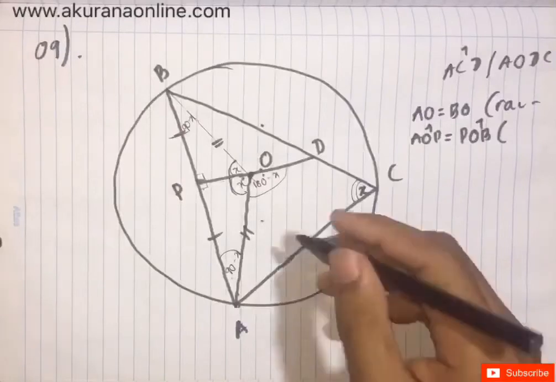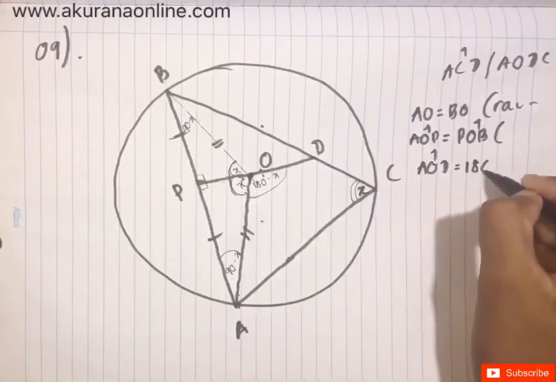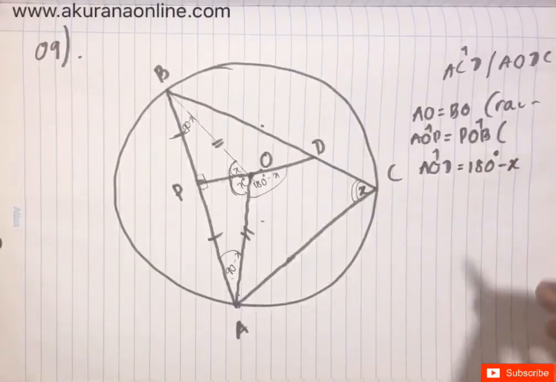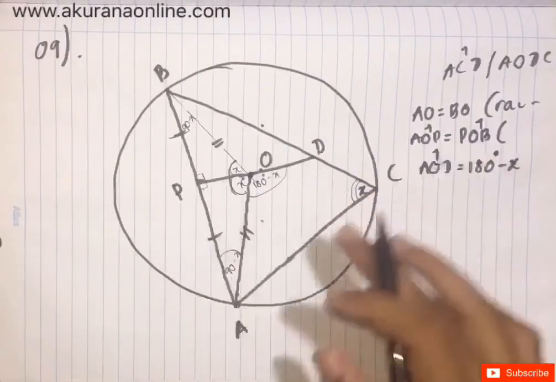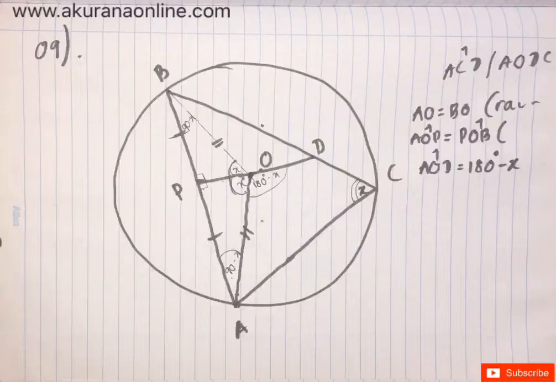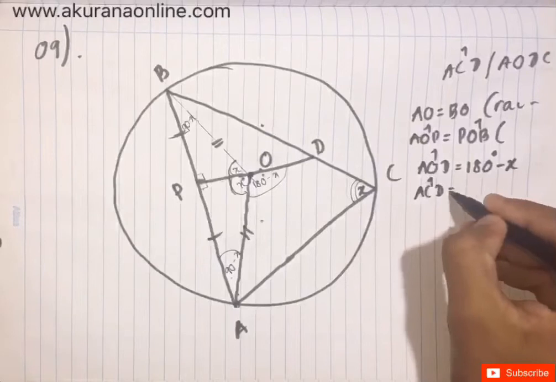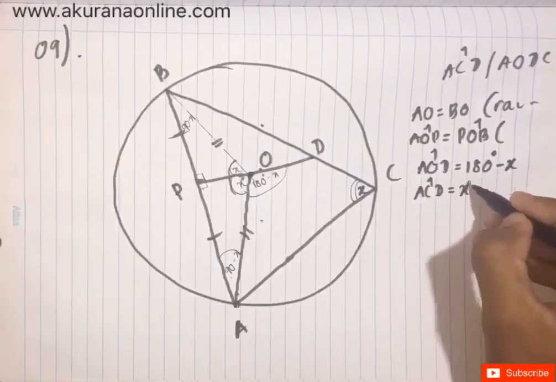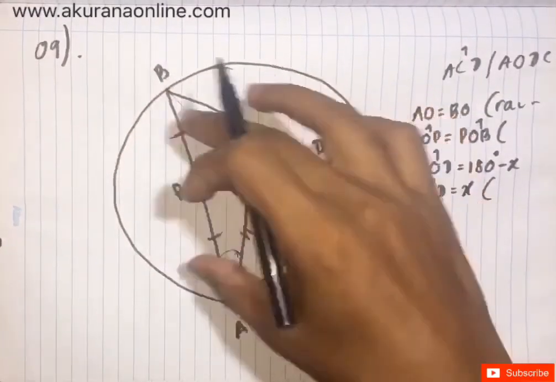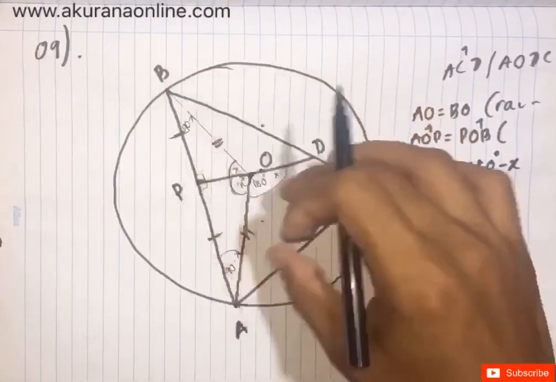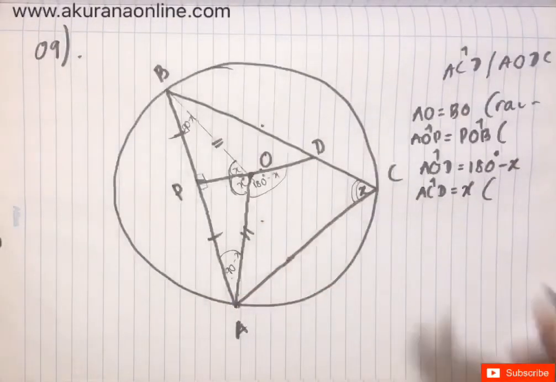Now finally you also have to show AOD is equal to 180 minus x. What is the reason you are going to write? Since PD is a straight line, that's enough. Now also you have to say finally ACD, the angle they have asked you to find, is equal to x. What is the reason? You have to say the angle subtended at the center by the same segment is equal to twice the angle subtended at any part of the circle. So that is equal to x.